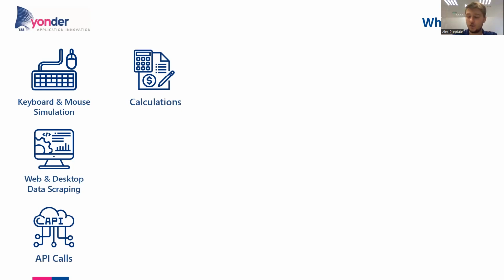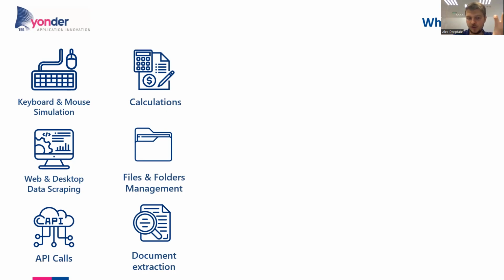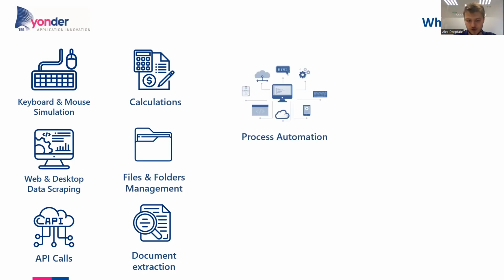We can manipulate information in different ways and do all sorts of calculations with it. We can do file and folder management. We can rename files, copy them, move them from one folder to another. And a really cool use case, we are able to extract information from documents, and not only, but we'll discuss more about it in the later slides. So those are the main features or capabilities of an RPA tool. Not the only ones, but all of them come into the category of process automation.